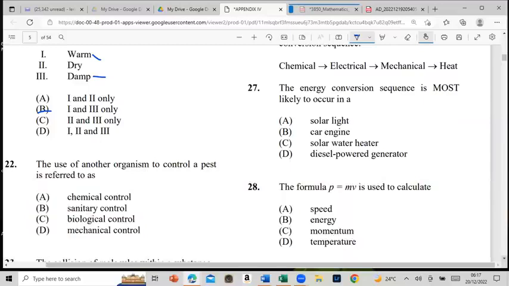Alright, 22. The use of another organism to control a pest is referred to as A, chemical control, B, sanitary control, C, biological control, or D, mechanical control. 22 is biological control, so that's this.